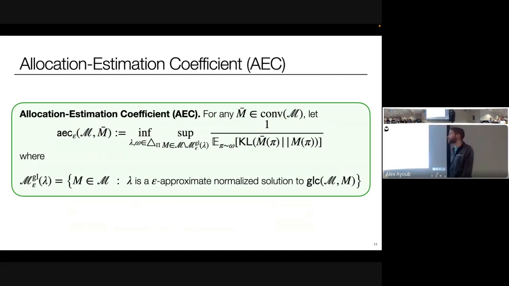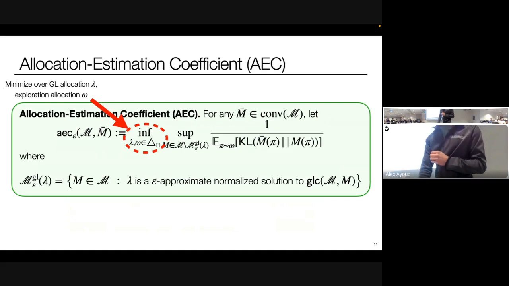Okay, I'm just going to walk through this very slowly. What this coefficient says is you first fix the model m bar, which we just consider a reference model. Not super important at the moment. We'll define the AEC to be this min-max problem. First it takes the minimum over two distributions, lambda and omega. We interpret lambda to be a normalized Graves and Lai allocation. You can think of this as a guess at the solution of the Graves and Lai problem for, say, instance m bar. The other allocation is omega, which we think of as an exploration allocation, which I'll describe in a second.